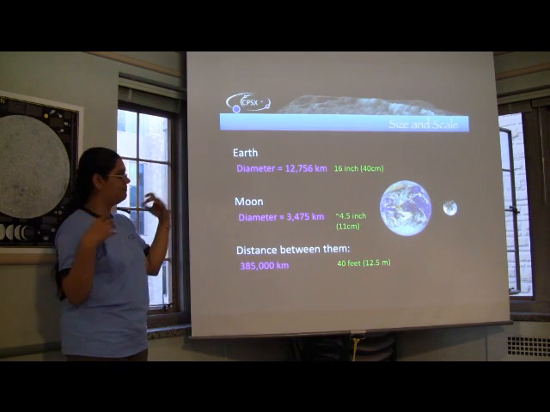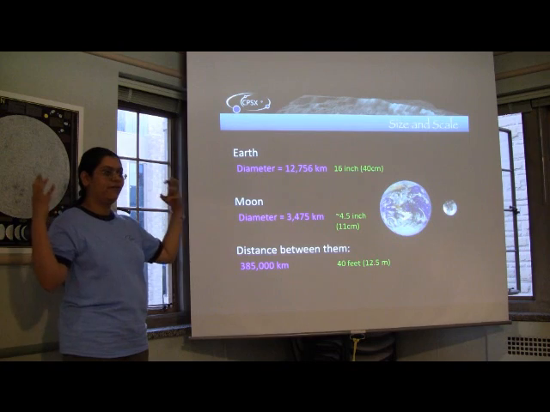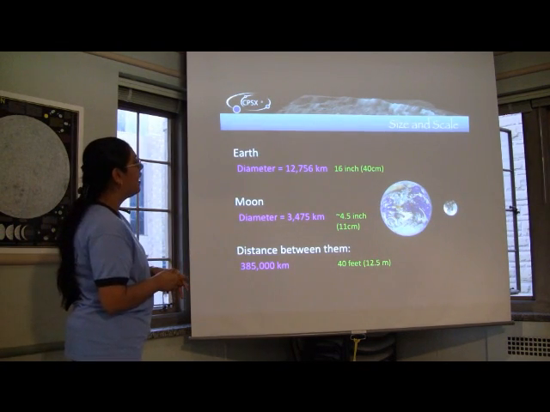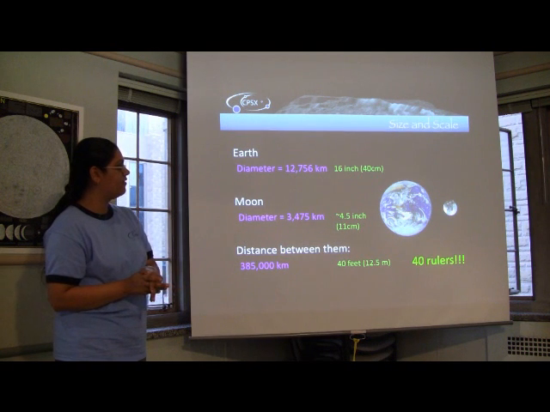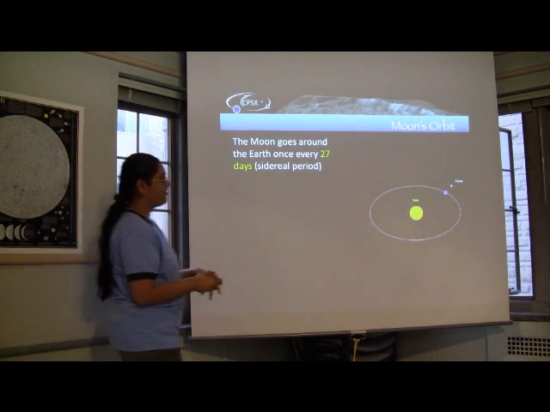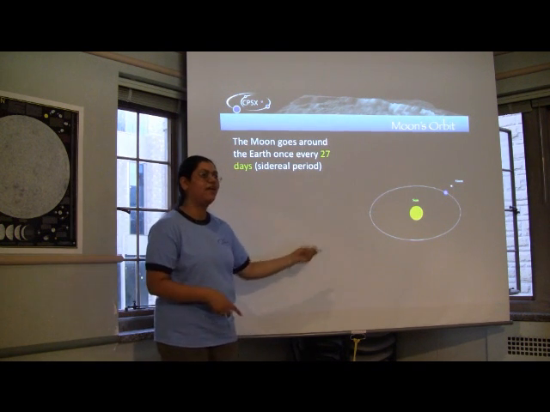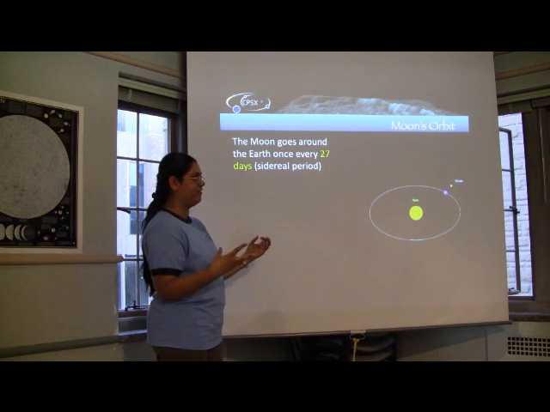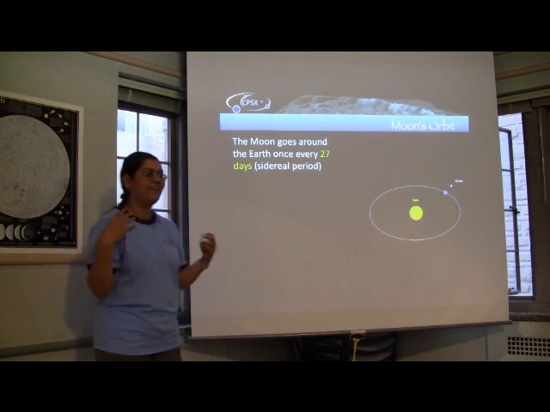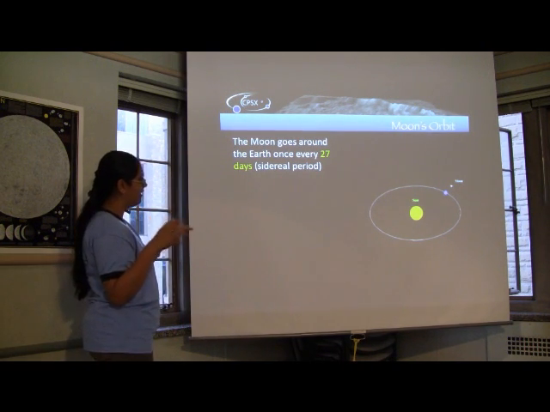That should probably give you an idea of how big the Earth is and how the Moon compares to it. Something about the Moon's orbit. We know that the Earth goes around the Sun, but the Moon also goes around the Earth. So both of them working together can make things slightly more complicated.